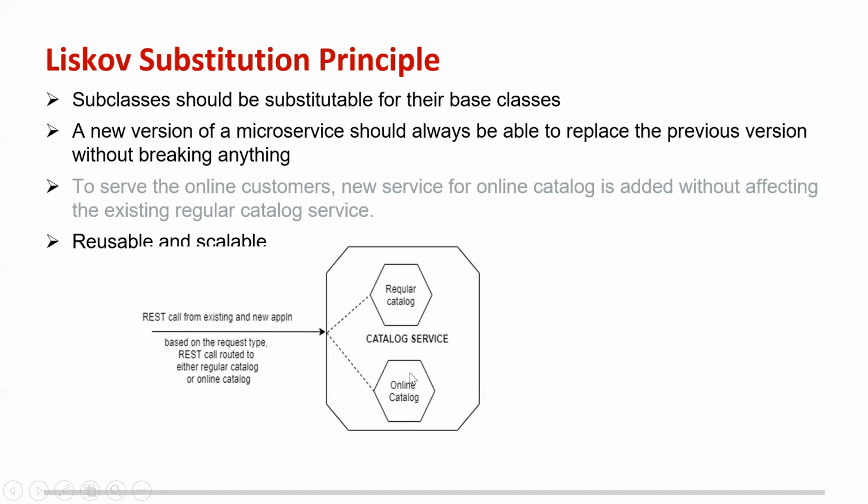This will have all the functionalities which are already defined in the regular catalog, and each of the functions will have the features that are needed for the online customers. So now the client, if you would like to browse through the regular catalog, you can go ahead and browse the regular catalog. Suppose the client is willing to view the online catalog, he can also do that. In this way, we are making the microservice more scalable and reusable.